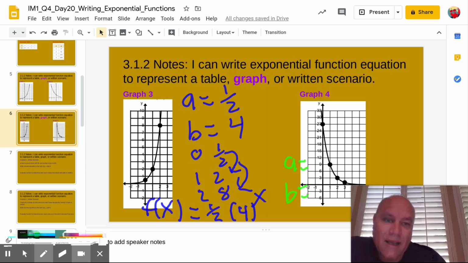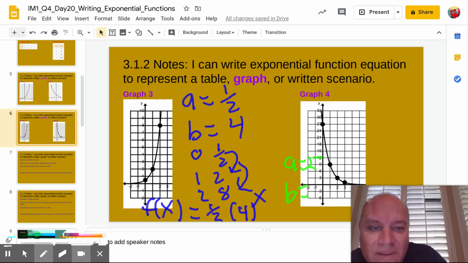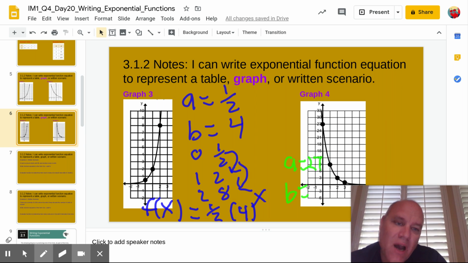Let's look at our last graph example. The y-intercept on this one is 27, so our a value is 27. And then what's going on? It goes from 27, boom, all the way down to 9. Boom, down to 3. Boom, down to something like, I'm not quite sure what that last one is. I have a guess, but I'm not quite sure. So 27 to 9, what do they multiply by?